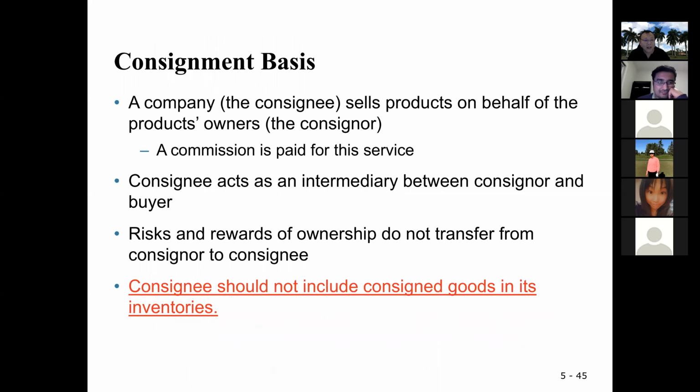Okay, we'll keep going. Consignment basis. You should not include consigned goods in the inventory, right? Because another party wants to use your warehouse, your space, to display their items. So you do not own these items. Remember, to be your inventory asset, the definition of an asset is control, right? You have no control over those items. So these items are not assets and they are not inventory. You should not include consigned goods in your inventory, okay?